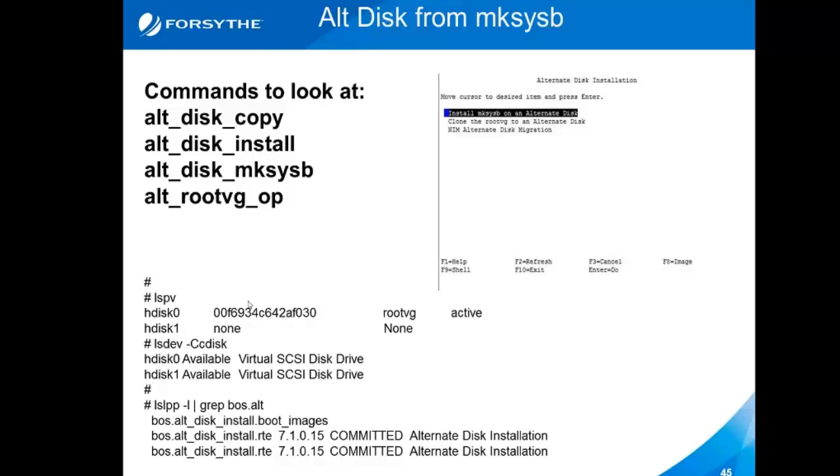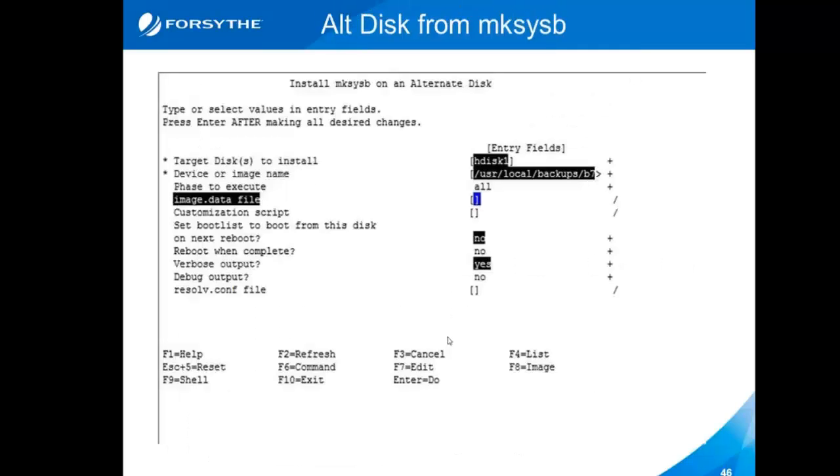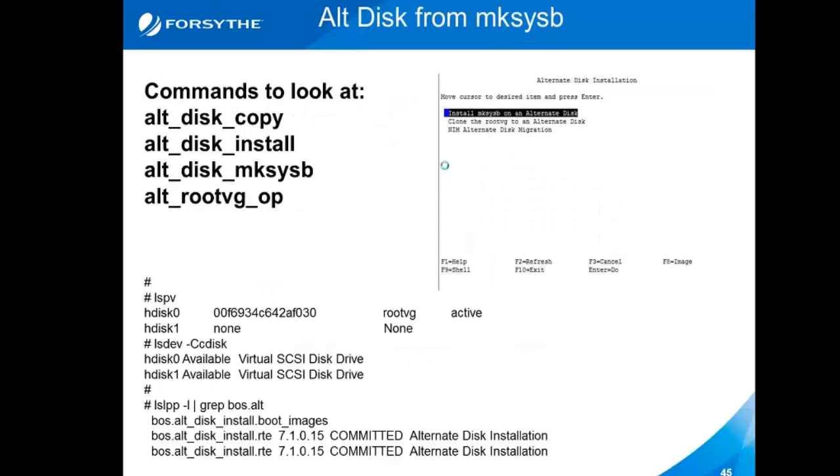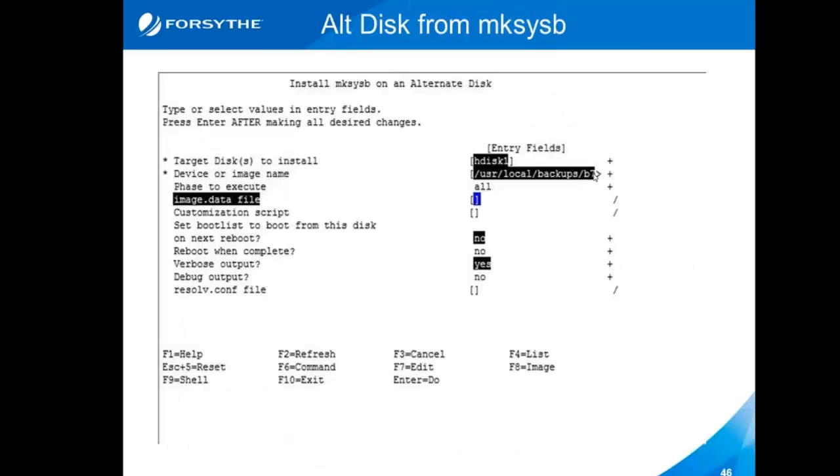So I start out, I do an lspv, and I have 2 disks. One is in rootvg, and the other one is nowhere. They're both virtual SCSI disks in this case. And then I check to make sure I have my alt disk install boot images and RTE installed. So we're good to go there. Then I decided I'm going to install a mksysb on the alternate disk. Here I tell it my target disk is hdisk1. So if we look back here, hdisk1 is not in any volume group. I tell it where my mksysb is. So I just point it at my backup directory that has my mksysbs.